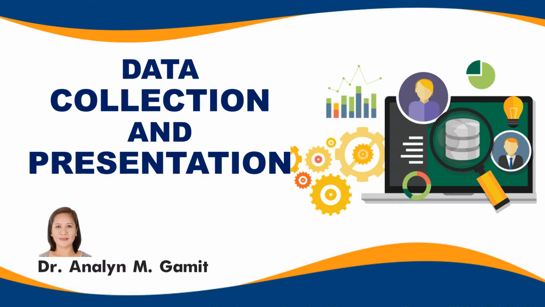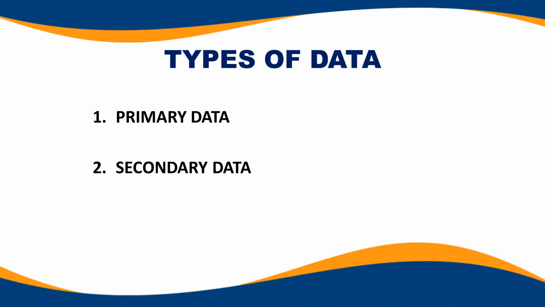After we have discussed the basics of statistics, we will now proceed to data collection and presentation. Let us all be reminded that there are two types of data. Those are the primary data and the secondary data, wherein the primary data is the data collected directly by the researcher himself. These are the first-hand or original sources.